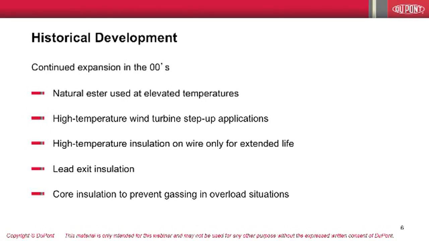Applications have continued to expand over the last 10 years. Natural ester has become more popular and is now being used in high-temperature applications such as wind turbine step-up transformers. The applications have also shifted to a point-use application for specific problem solving. For example, high-temperature insulation on the wire only for power transformers is used for life extension for severe duty applications. High-temperature insulation is also used on lead exits and core insulation to prevent hotspot issues and gassing.